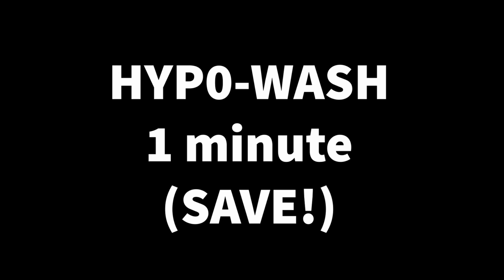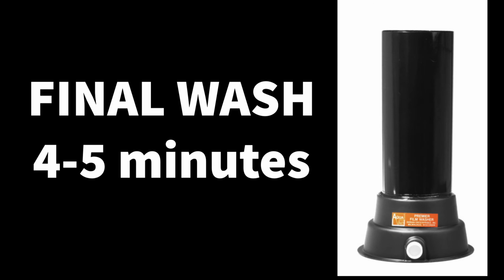Just like with stop and fix, you will end up saving the hypo-wash. It's just a 1 minute chemical bath with agitation every 30 seconds, so pretty darn similar to what you've just been through, which is why I'm not showing it here again, just to save on video time. After the hypo-wash, and again, after you've poured the hypo-wash back into the beaker, back into the jug, you will have a final wash, and that only needs to be 4 to 5 minutes.